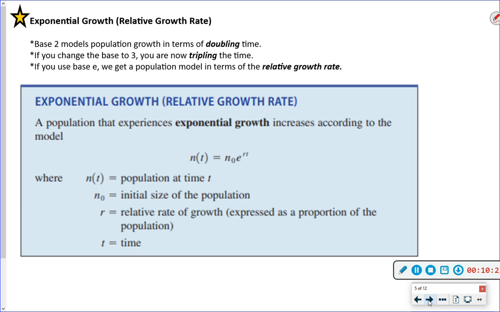Okay, a population experiences exponential growth. Here's our formula. Like I said, you will see a pattern in a lot of these formulas. N sub 0, of course, is your initial population. That's always the starting amount, whether you're talking about bacteria doubling or whatever. E is your E on the calculator. R, rate, T, time. Okay? Seems pretty self-explanatory. So here we go.